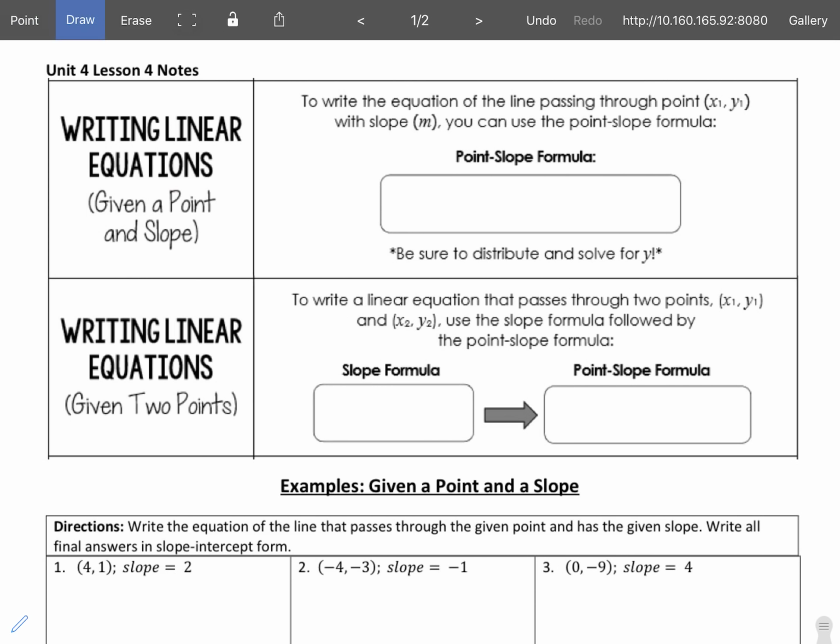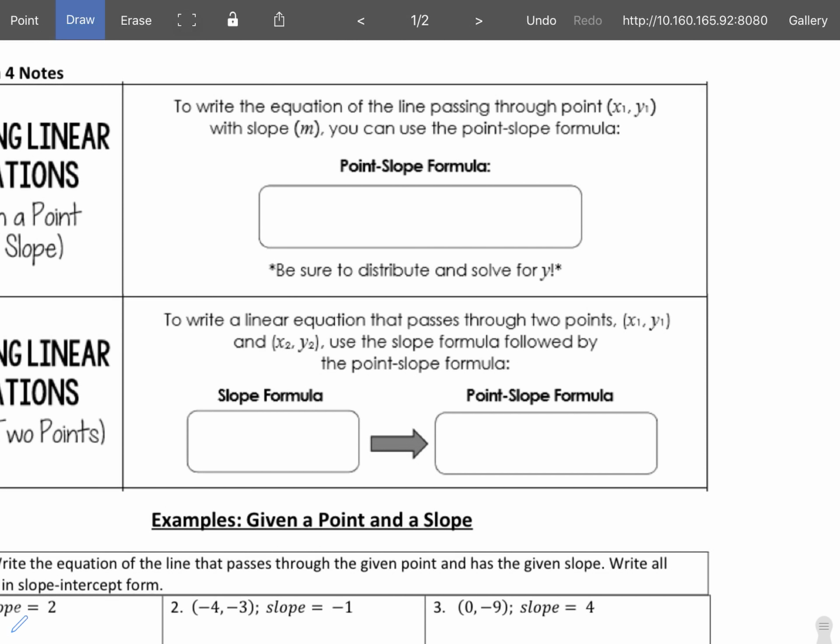Okay, so now we're going to look at point-slope. So just like slope-intercept is y equals mx plus b, we're going to look at point-slope and see what form that looks like. So to write the equation of the line passing through the point x1 comma y1 with slope m, you can use the point-slope formula. So x1 comma y1, do you remember how we use the slope formula, like y2 minus y1 over x2 minus x1? Think about this point the same way, x1, y1.